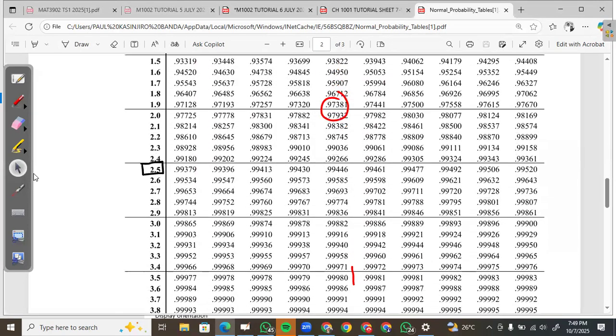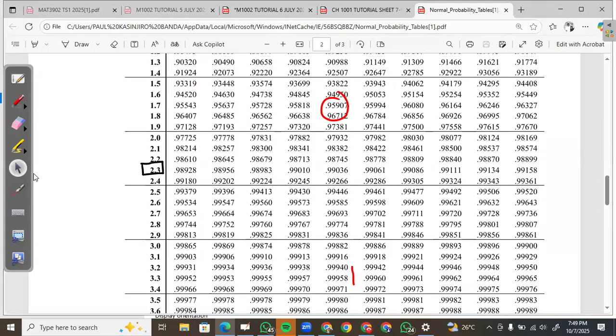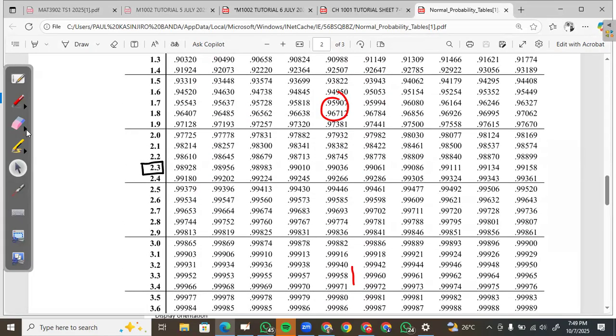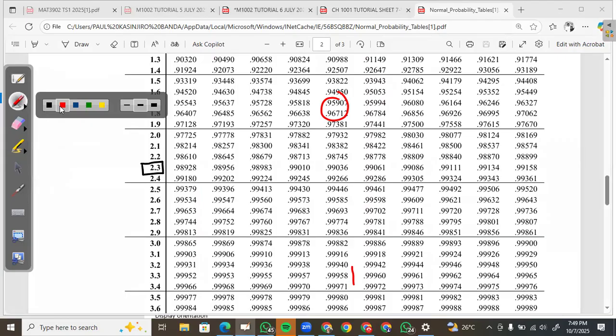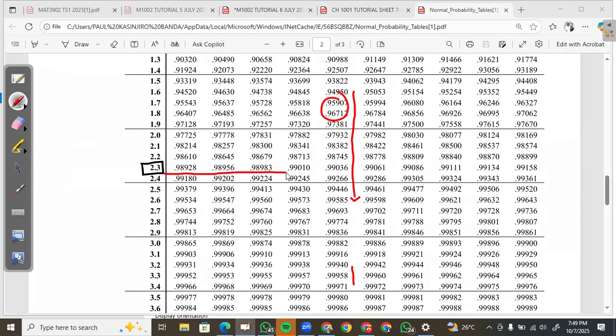So this is my 0.04. My 2.3 is there. And then my 0.04 is this guy. And then from here I go to the right like this. So you see that where we are meeting here is 0.99036. So you can round it off to 4 decimal places.